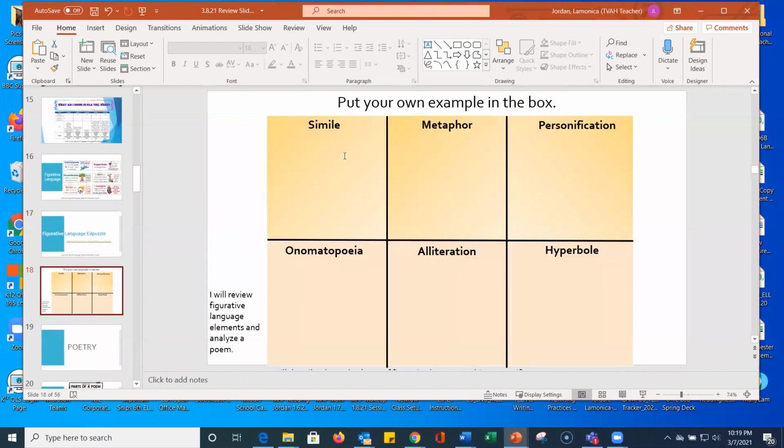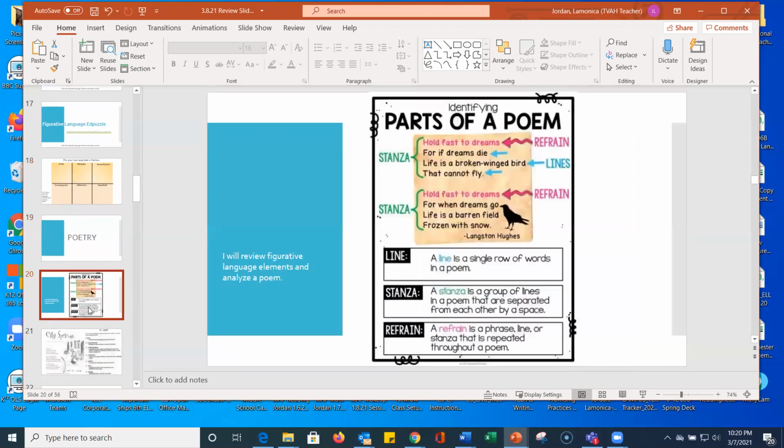Put your own example in the box. So find me an example of a simile, a metaphor, personification, onomatopoeia, alliteration, and hyperbole. You may pause the video until you have found an example or two of each of those. All right, now that you have found an example for each one of those, maybe even two examples on some, let's talk about poetry.